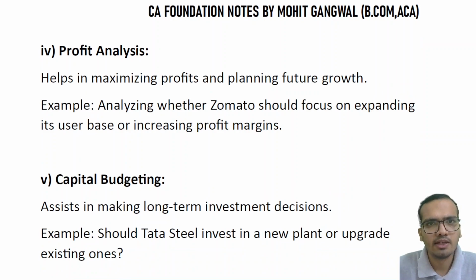Fourth, profit analysis. It helps in maximizing profit and planning future growth. Example is analyzing whether Zomato should focus on expanding its user base or increasing profit margin. So both have different approaches. Suppose Zomato thinks of expanding its user base, it shall give more discounts and expand to a wider market. In case it thinks of increasing its profit margin, it can raise its fees, just like it has levied various charges. It will help to increase its profit share and overall profit margin.